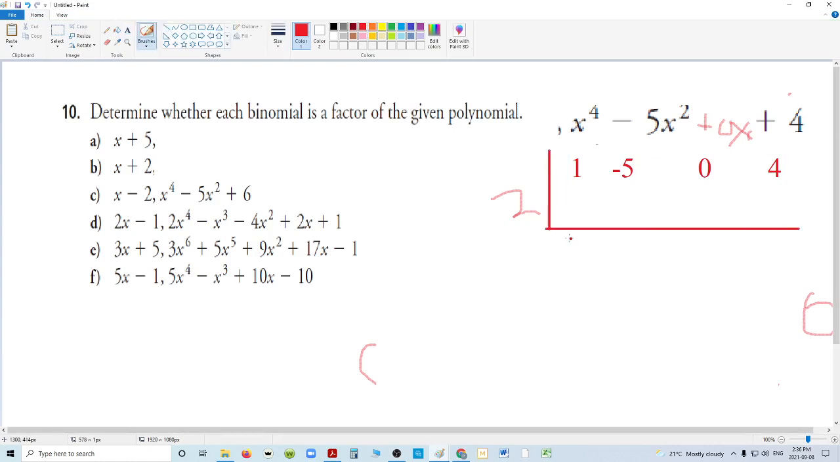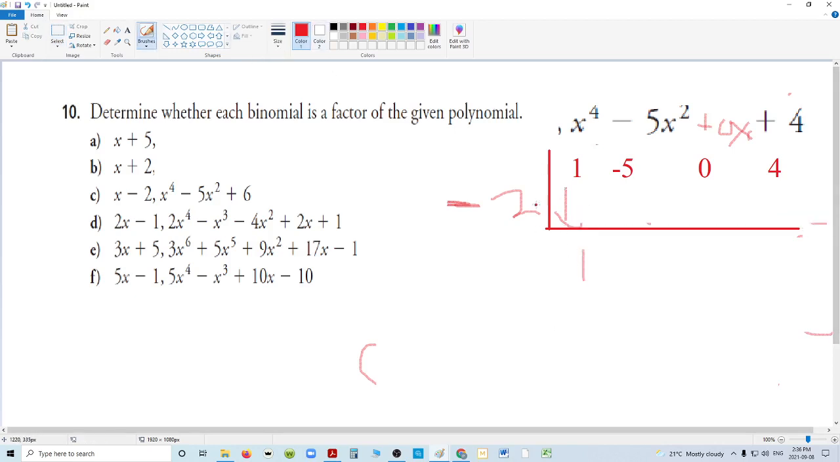Let's bring down the 1 as our first step. 2 times the 1 makes 2. When I add them, I get minus 3. 2 times the minus 3 makes minus 6. When I add them, I get minus 6. 2 times the minus 6 makes minus 12. It's quite clear the remainder will not be 0. When I add them, I get minus 8, which means x plus 2. Did I do the wrong one? It's supposed to be x minus 2. Let's see if that changes things.